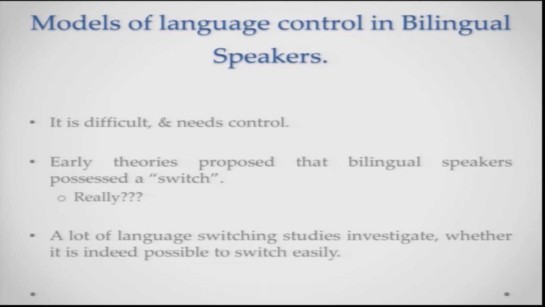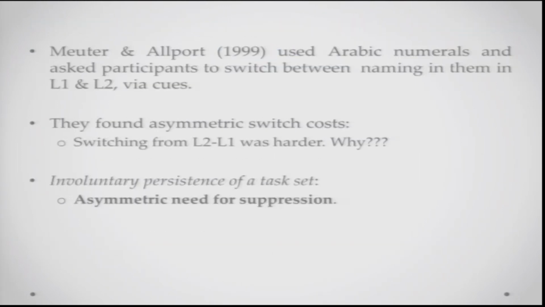Some people have offered that bilinguals probably might have a switch, they switch to one language and they switch to the other language when the scenario is very different. A lot of language switching studies have been investigating whether there is indeed a switch like this. So, they did this, Meuter and Allport in 1999. They used Arabic numerals and they asked participants to switch between naming them either in English or in Arabic. They found naming from L2 to L1 was harder as compared to switching to name from L1 to L2.